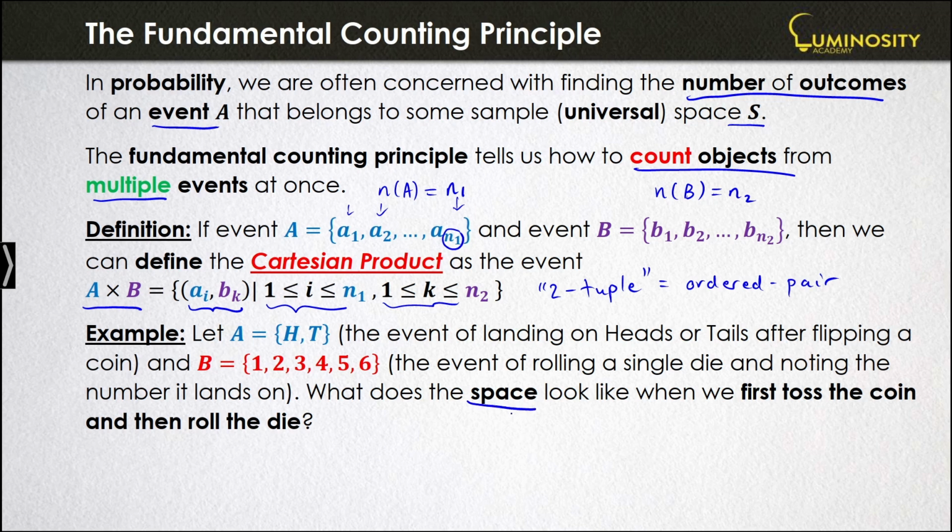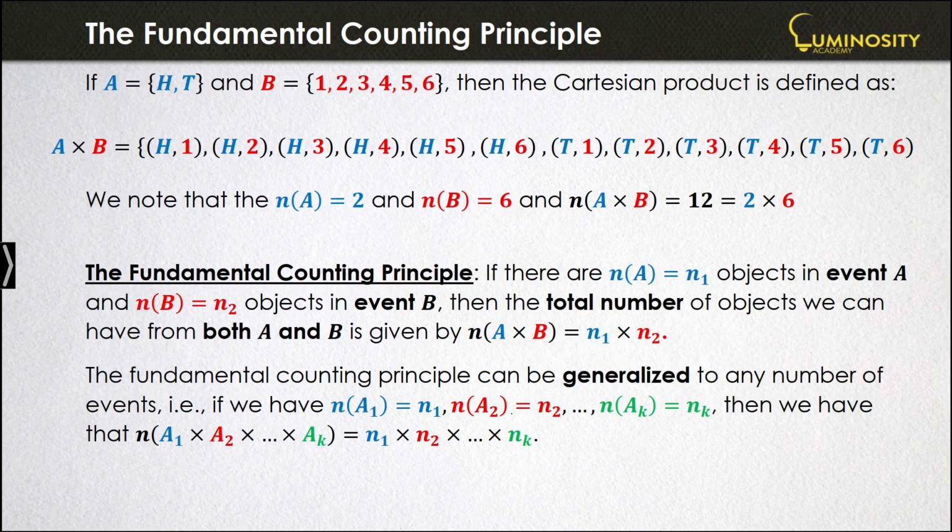So what does the space look like when we first toss the coin and then roll the die? Well, that is defined by the Cartesian product of those two sets. So here are all the outcomes. You could have a heads first and then roll a 1. You could have a heads first and then roll a 2, and so on, all the way up to tossing a heads first and then rolling a 6. Then we could have tails and then rolling a 1, tails and rolling a 2, all the way up to tails and rolling a 6.